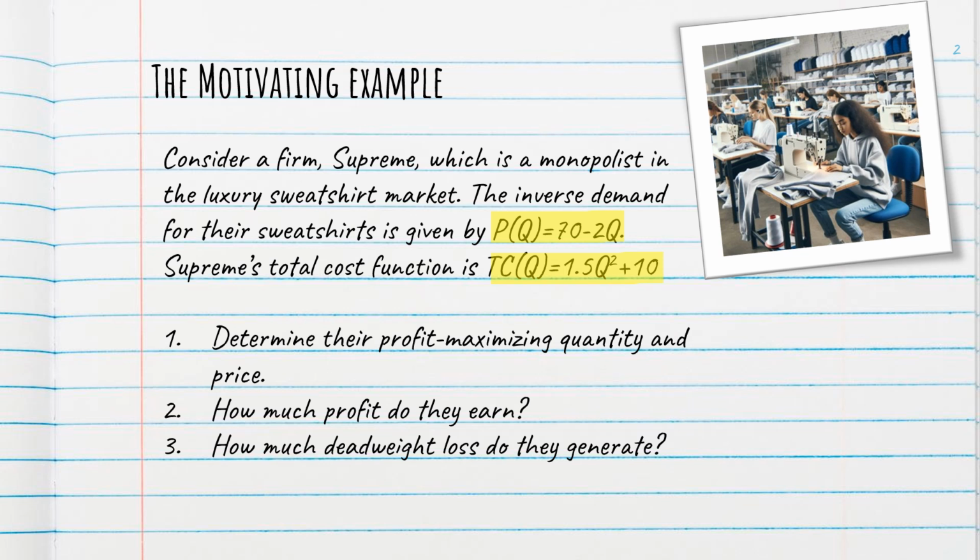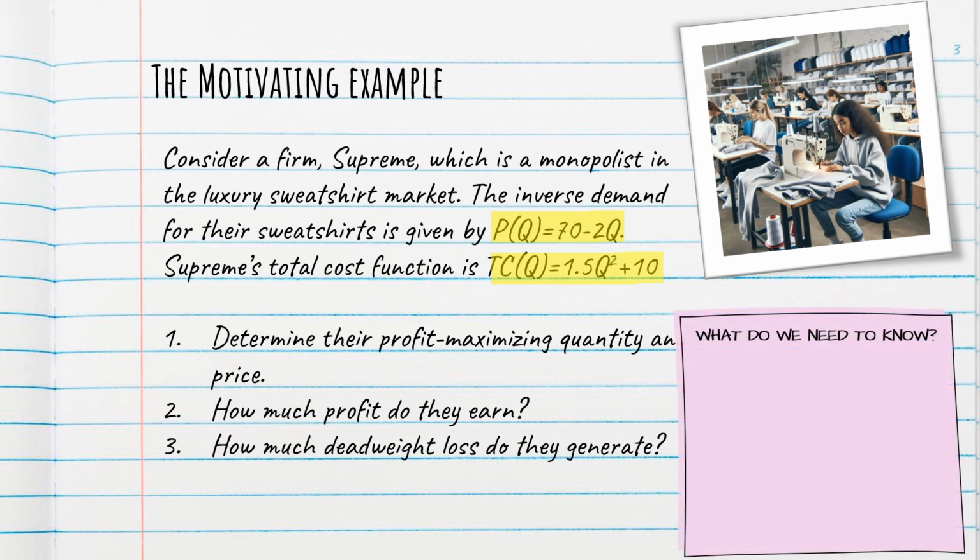We're going to find their profit maximizing quantity and price. Then we're going to learn how much profit they earn at this profit maximizing quantity and price. And finally, we will compute the deadweight loss generated by this monopoly. What do we need to know to answer this question? It turns out all we need is the inverse demand curve and the firm's total cost curve.